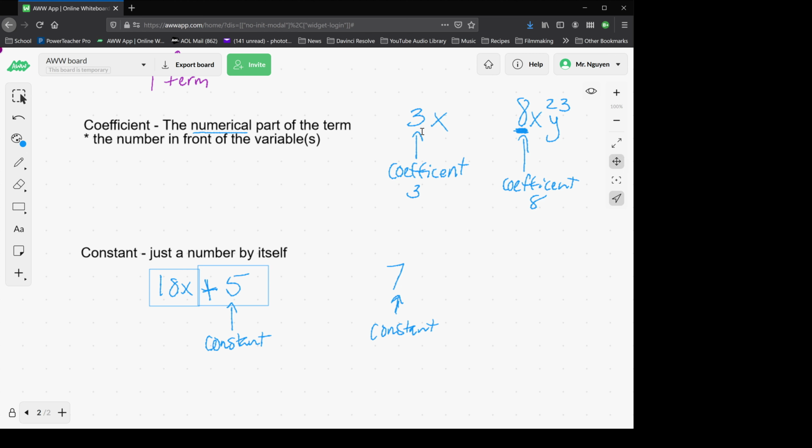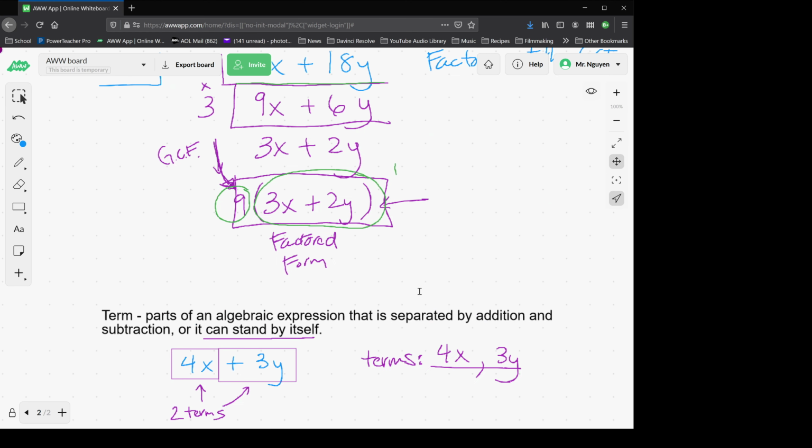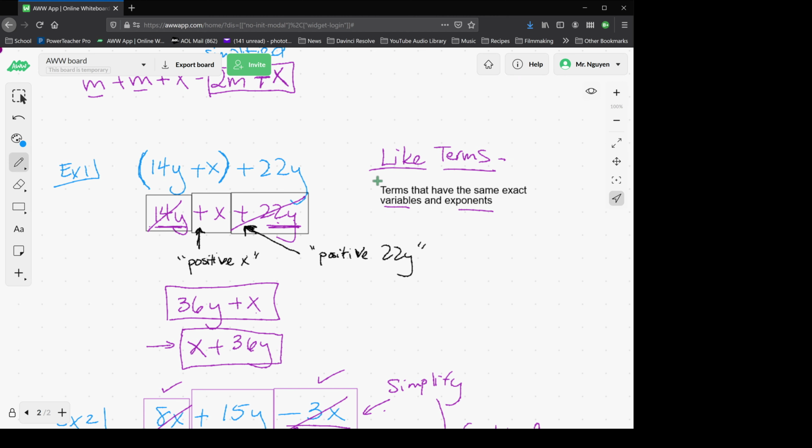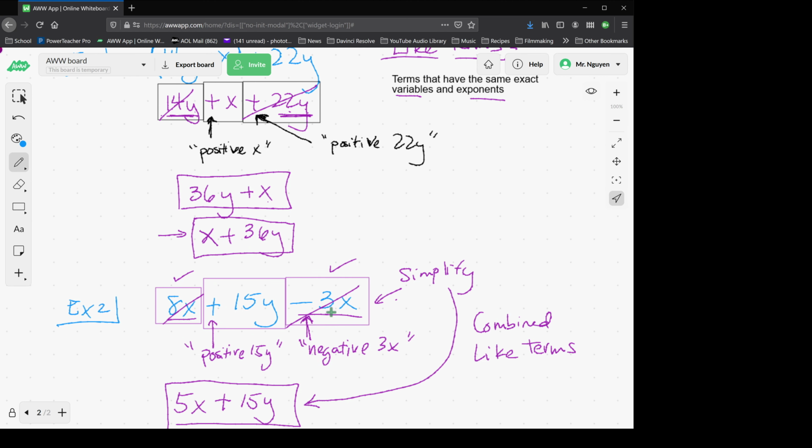And the last thing we need to talk about, something I just want to reinforce here, is like terms. Like terms have exactly the same variables and exponents. I don't think you have to worry about the exponents for a while, but just make sure the variables are exactly the same. Just like 8x and negative 3x are like terms, 14y and positive 22y are like terms because they have the same variables. Now the numbers in front of them, the coefficients, can change. They can be different, but the variables can't be different.